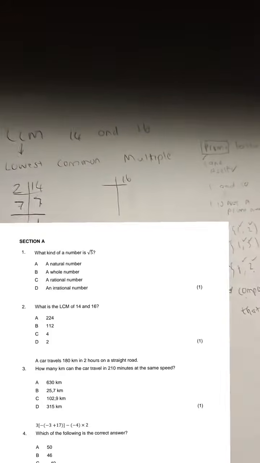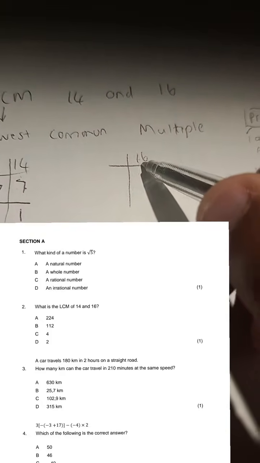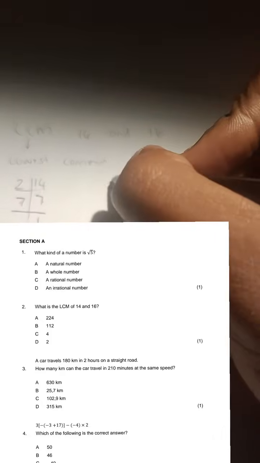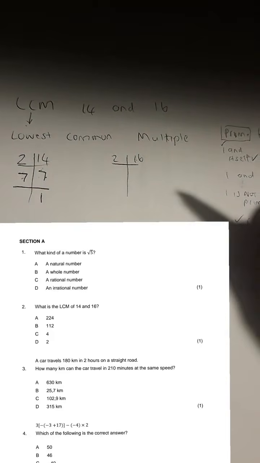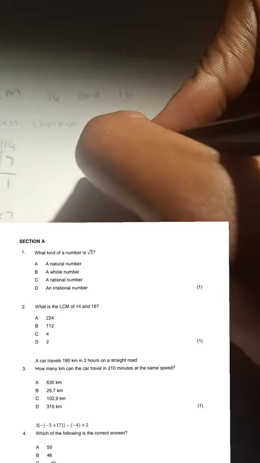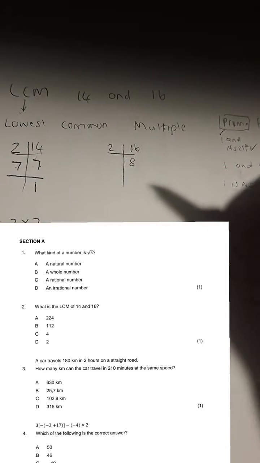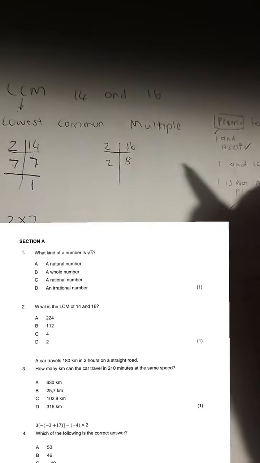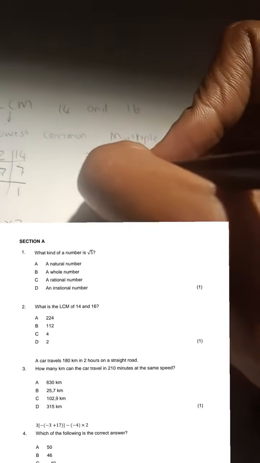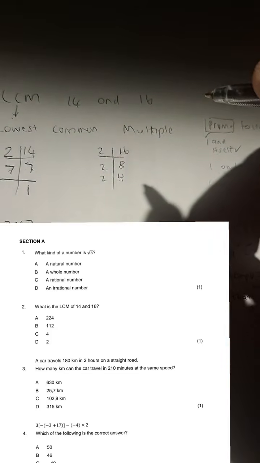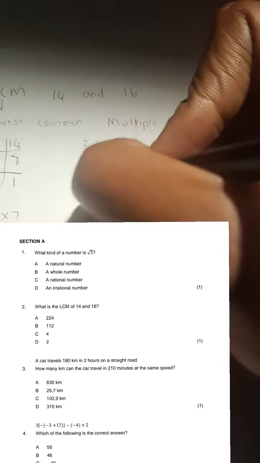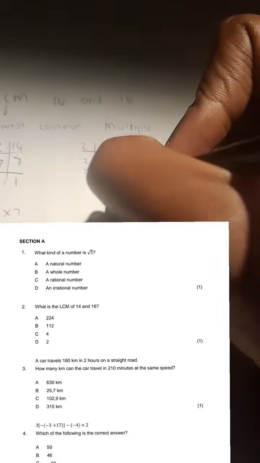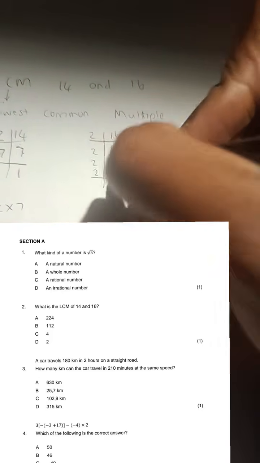Let us go to 16 and do the same thing. What is the lowest prime number that goes into 16? It's 2. How many times does it go into 16? 8 times. Smallest prime number that goes into 8? 2. How many times does it go into 8? 4 times. Smallest prime number that goes into 4? 2. How many times does it go into 4? 2 times. Smallest prime number that goes into 2? 2. How many times does it go into 2? Once. Once we get to 1, we stop.